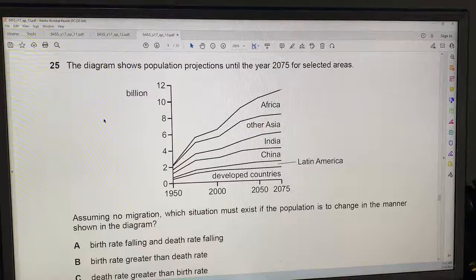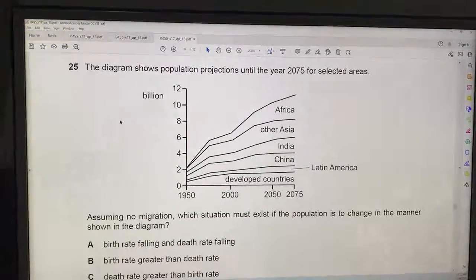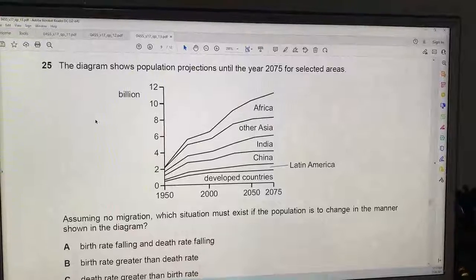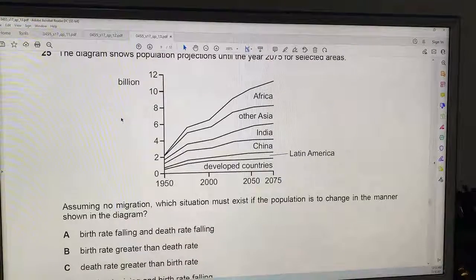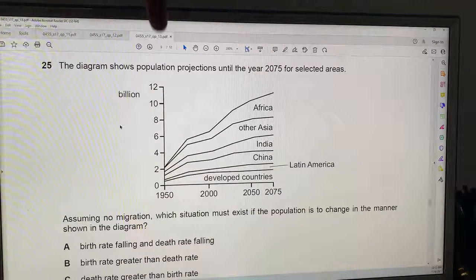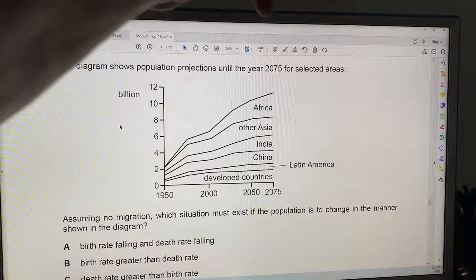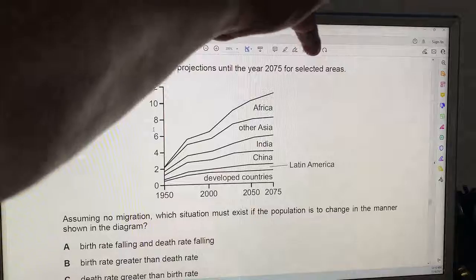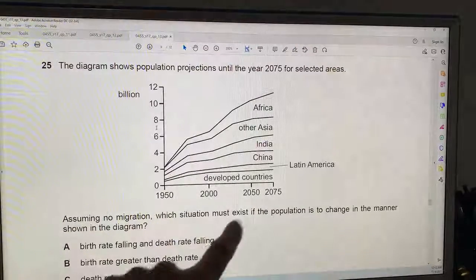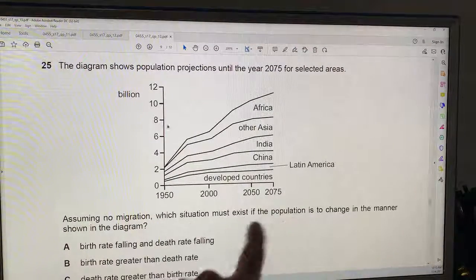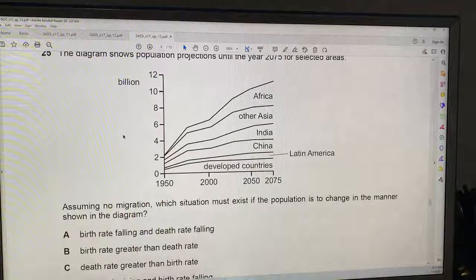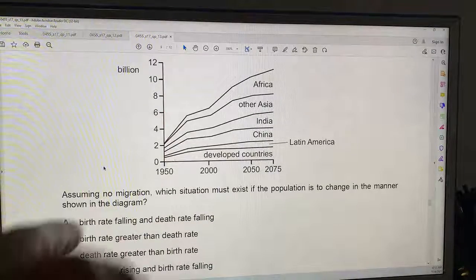And here's another repeat. Here's another repeat question. So the diagram shows the population projections or predictions until the year 2075 for different areas of much of the world. So let's see what they say.